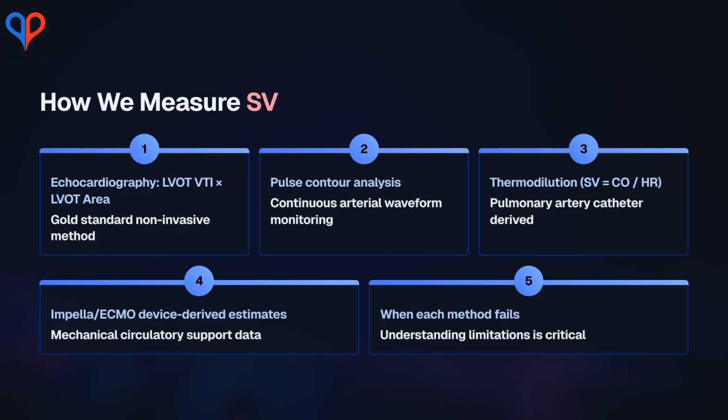In shock, where a patient falls on this curve determines whether fluids will meaningfully increase stroke volume or simply worsen venous overload. Echocardiography uses left ventricular outflow tract velocity time integral times left ventricular outflow tract area, or LVOT VTI times LVOT area, a physiologically grounded method ideal for dynamic assessments. Pulse contour analysis extracts SV from arterial waveform morphology, but becomes unreliable in vasoplegia, arrhythmias, or low-resistance states. Thermodilution derives stroke volume from cardiac output divided by heart rate and inherits all thermodilution limitations. Impella or ECMO devices provide algorithm-generated stroke volume estimates that require contextual interpretation. Each method shines in specific scenarios and misleads in others.